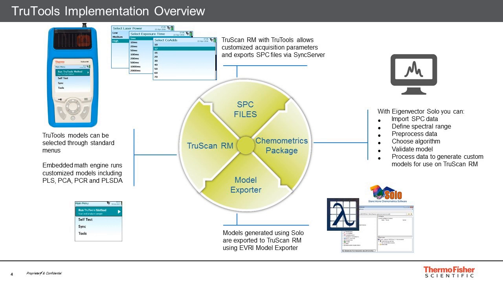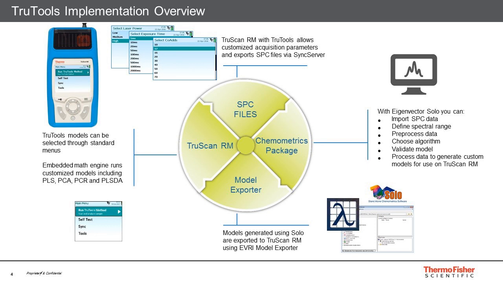The analyzer automatically outputs SPC files, which can be directly dropped into the Eigenvector Research Solo chemometrics package, so you can define spectral range of interest, pre-process the spectra, choose your chemometric algorithm, and process your model. The interface within the chemometric software also helps you test the model for further validation purposes. The PLS, PCA, PCR, or PLSDA model is exported as a script and is embedded in the specific TrueTools method as the instructions for data analysis.